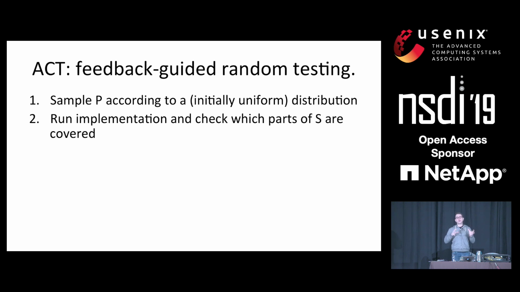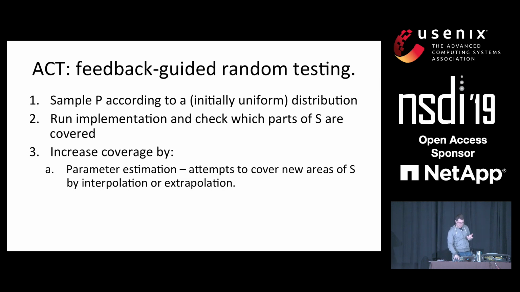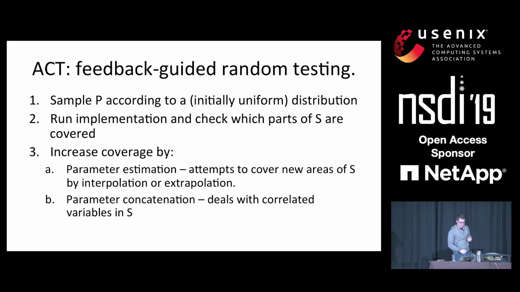And then they figure out which parts of the state space they've covered, right? And then they try to increase coverage using two techniques. They do this parameter estimation thing where they either interpolate or extrapolate, trying to cover new parts of the parameter space. And then they do what concatenation means, which is trying two different network parameters back to back, right? So you want to have, I don't know, the bandwidth is now 10 megabits and it drops to 1 megabit, to try to get the congestion parameters into a bad state and see if you find any bugs.